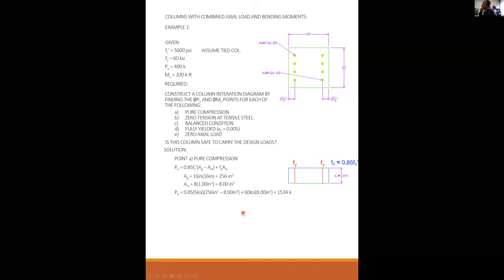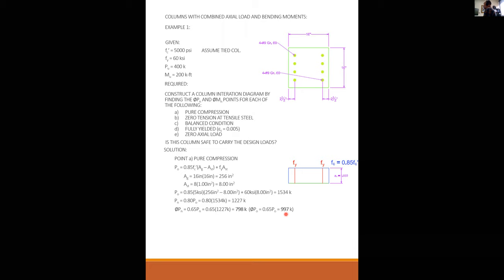That's P naught. Pn, my nominal capacity, because this is a tied column, is 80% of P naught, which is 1,227 kips. Phi Pn is then my nominal capacity further reduced by the phi factor. The strain in my steel is nowhere near the yielding strain in tension. It's actually past the yielding strain in compression. So we are way into the compression controlled zone, and so phi is 0.65. 0.65 times Pn, 65% of 1,227, is 798 kips. And my phi P naught, just for illustration purposes, would be 65% of P naught, which is 997 kips.